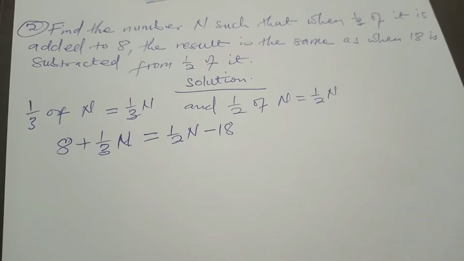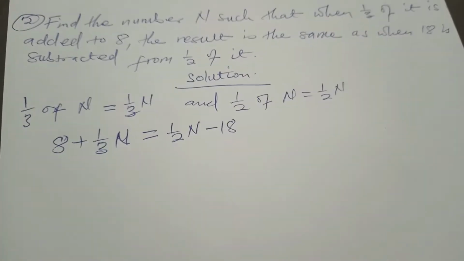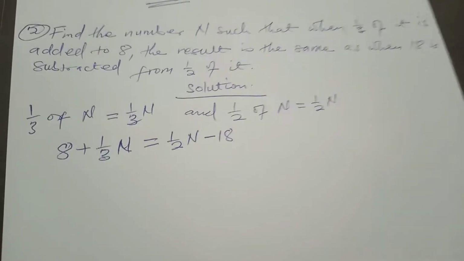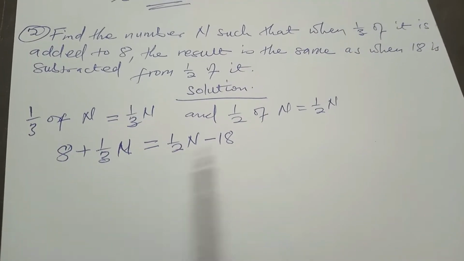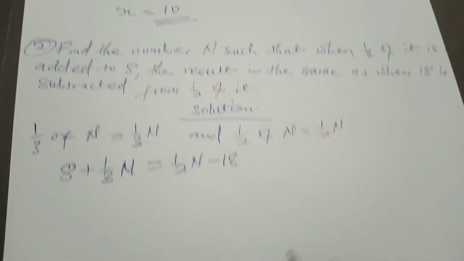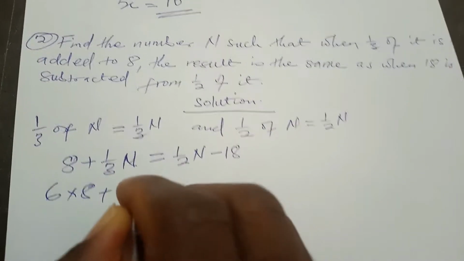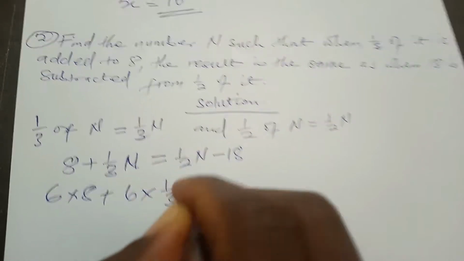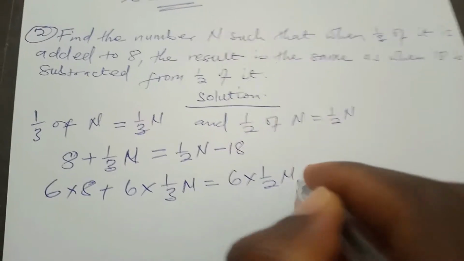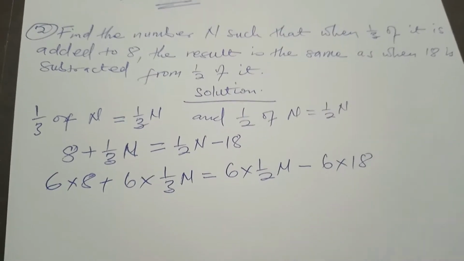Two things: we can group like terms first, or multiply through by the LCM of the denominators to get rid of the fraction. And I would like to do that first. So the denominators are 3 and 2. And the LCM for 3 and 2 is 6. So I'm going to multiply through by 6 to get 6 times 8 plus 6 times 1 over 3n equals 6 times 1/2 n minus 6 times 18.